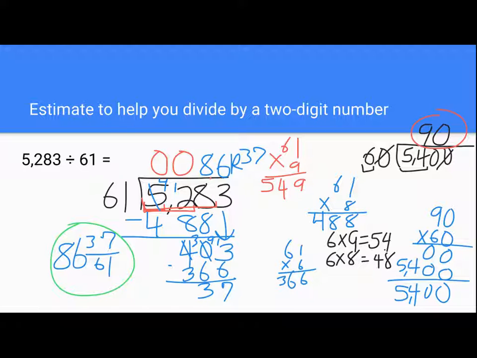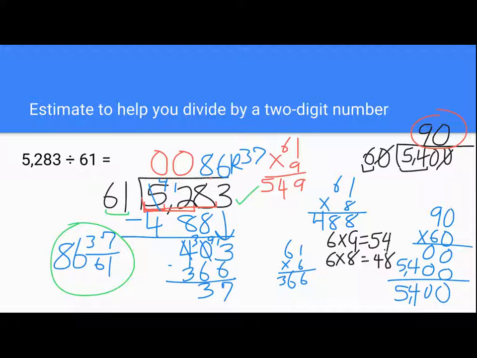The way that we could check that is multiplying 86 times 61, our divisor, and then adding 37 to see if we get 5,283.